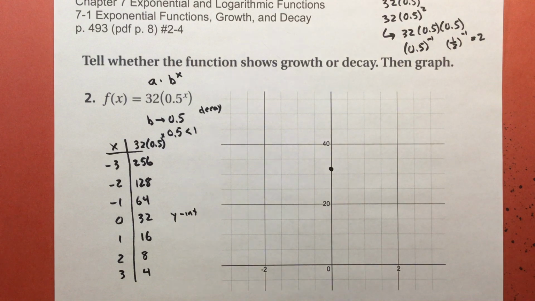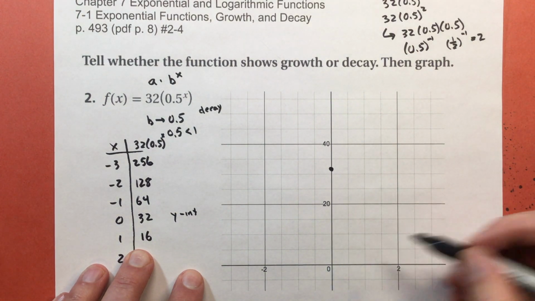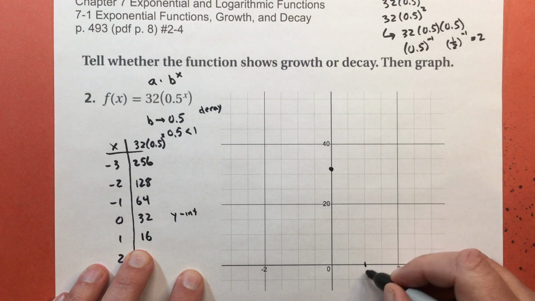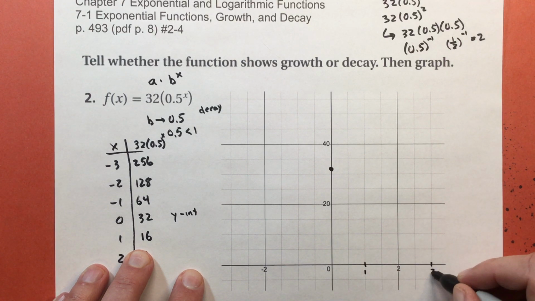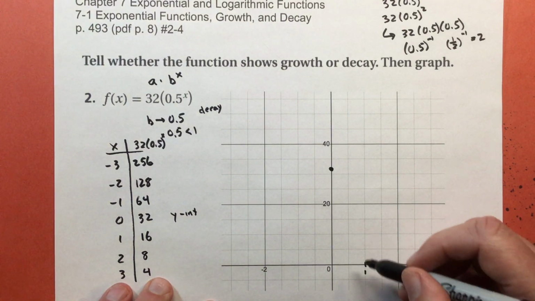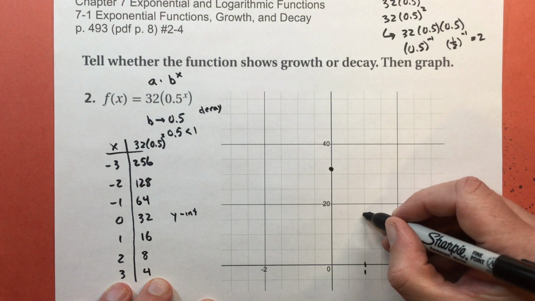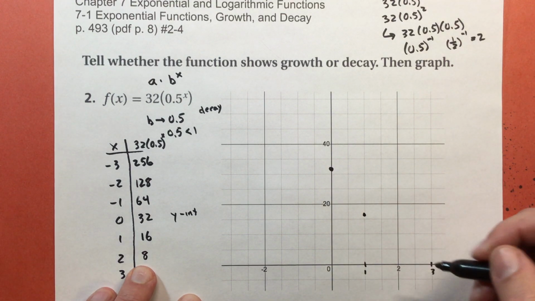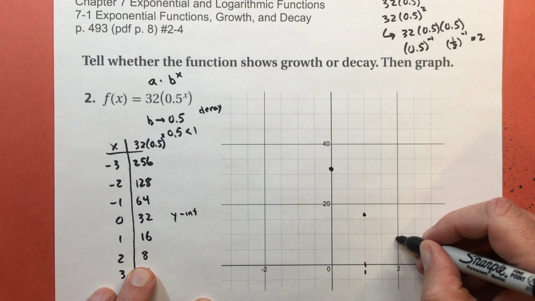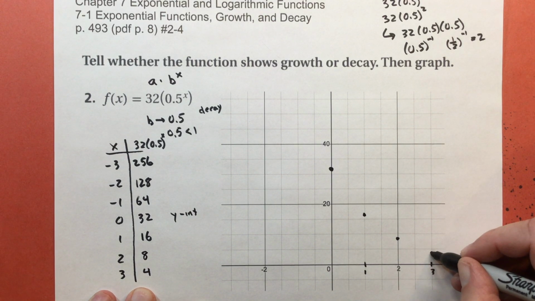Okay, so let's try to plot some of these. I already got 0, 32. Let's do 1, 16. Notice that this right here is 1, and this is 3. I kind of stretched out the x-axis. So 1 gives me 16, here's 10, here's 15, 16 is about right there. 2 gives me 8, which is about right here, and 3 gives me 4, which is about right here.